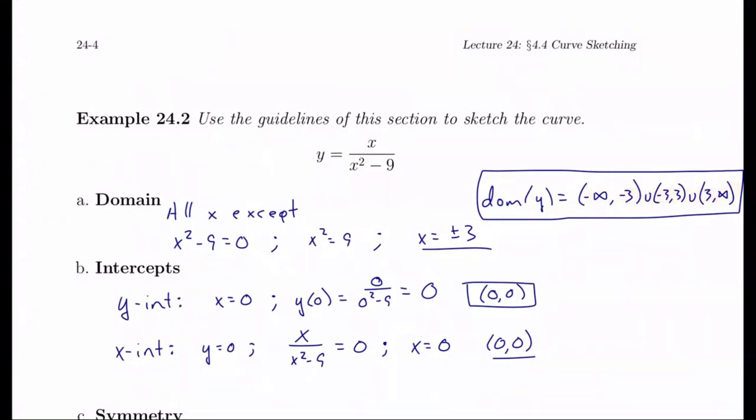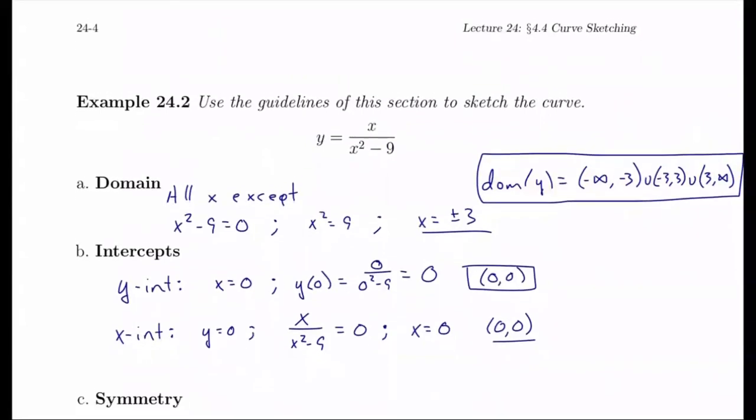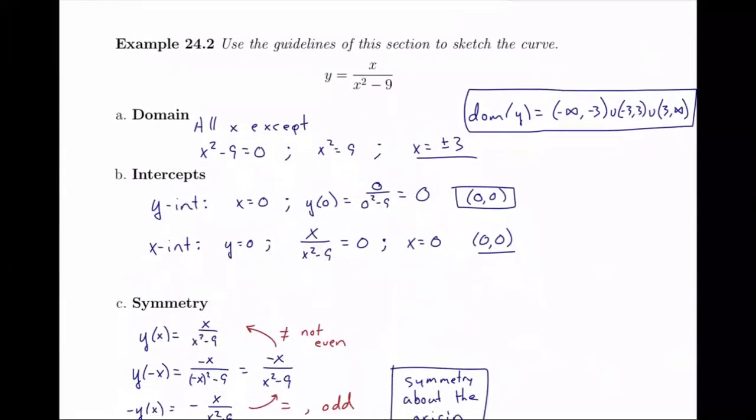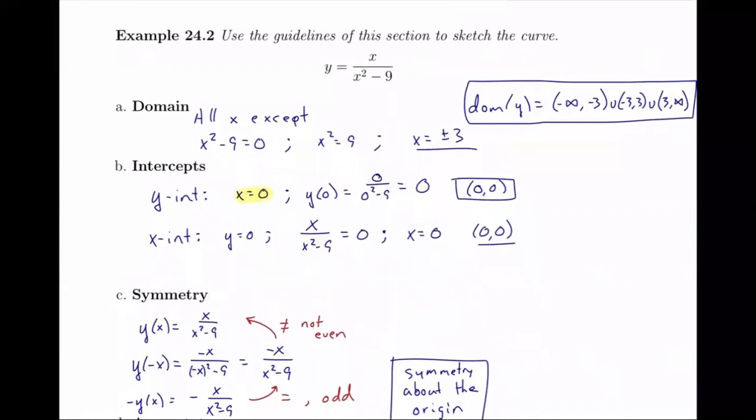We're going to have a heads up for potential vertical asymptotes here at x equals negative 3 and x equals 3. We'll check on that in a moment. We move on to intercepts. The y-intercept is when x is 0. That's the easy one. We just plug in 0 to this. Well, the output is 0.